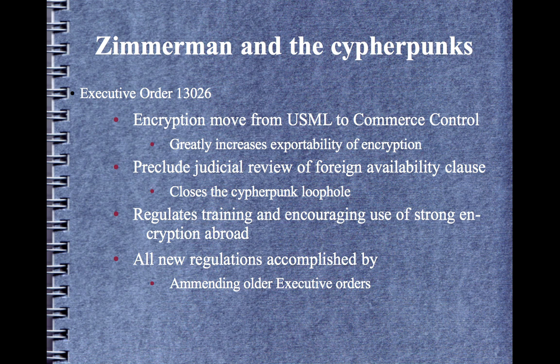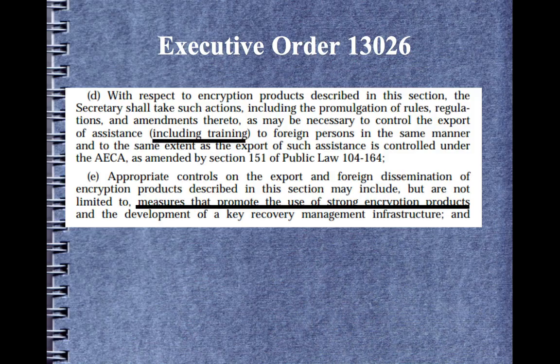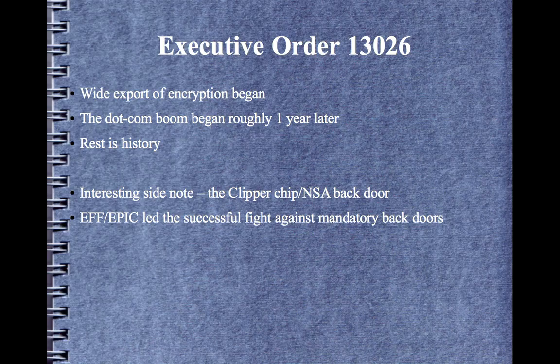The president also declared an end to the cypherpunk loophole, not by restricting free speech, but by removing the widely available technology clause. President Clinton went one step further and announced that training foreigners how to use, or even encouraging them to use, quote, strong encryption was illegal. The overall effect of 13026 was that there was now a legal pathway by which U.S. companies could pay the U.S. government for licenses to export encryption technology. The dot-com boom began roughly 1 year later, and the rest is history.